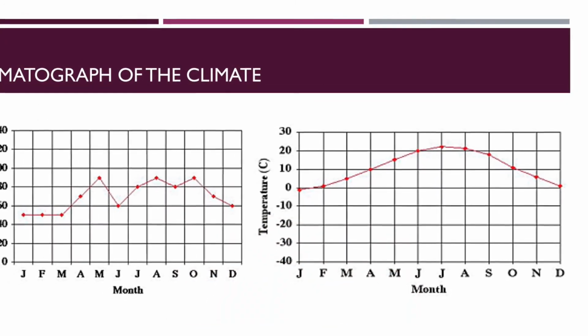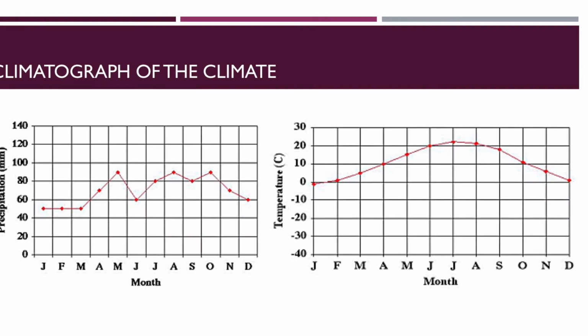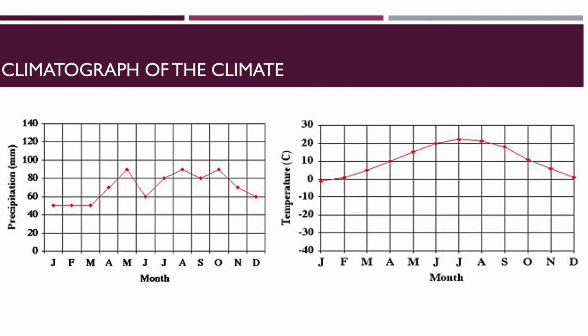Pictured here are 2 climatographs that represent the climate in the deciduous forest. Pictured left is the precipitation over the year, and on the right is the temperature over the year.